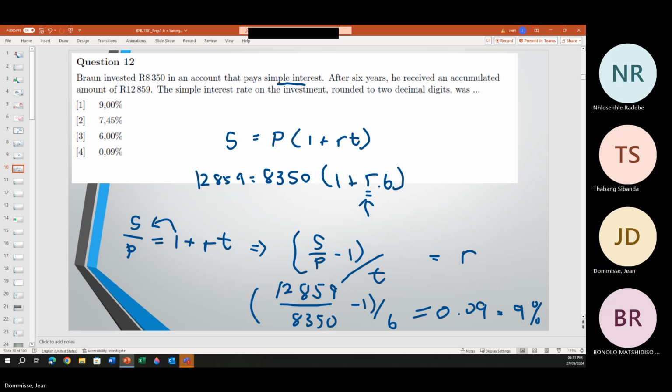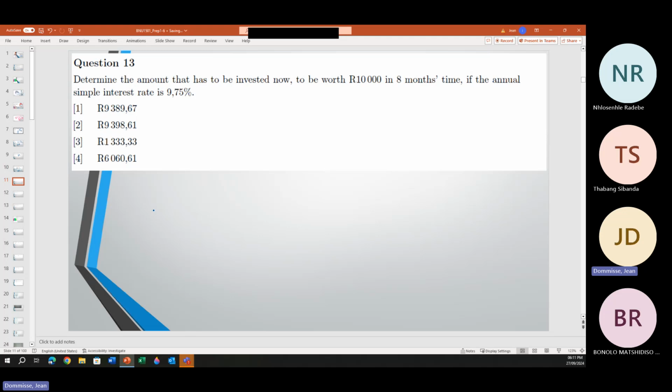Okay, so also interesting, they give us the 0,09, but that's not a percentage. So the right one that we're looking for is the 9%. Okay, so that is a simple interest formula that we used to get that. So hopefully the next one might be compound interest. So let's look at the next one.